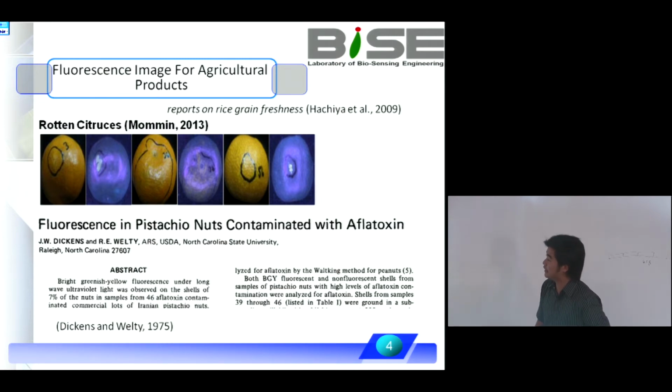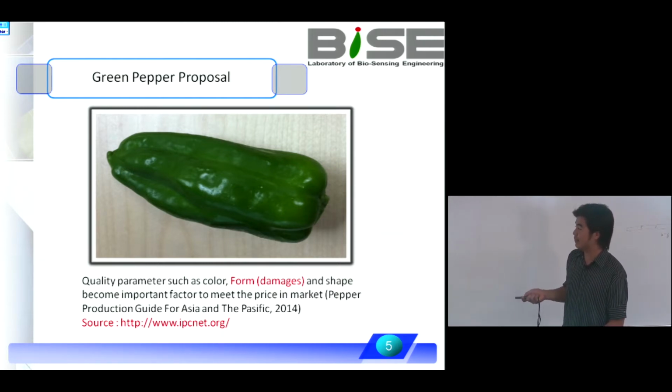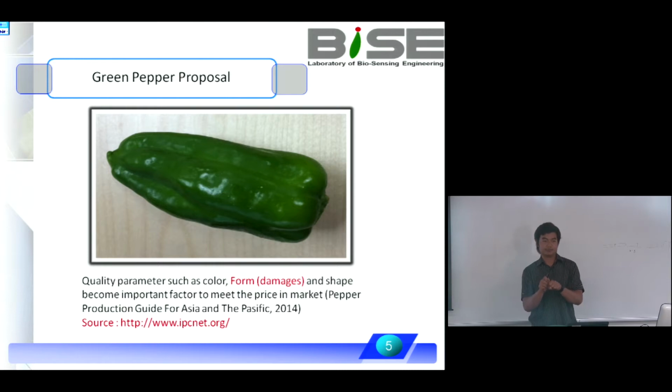Some previous researchers have been using this technology to identify rice grain freshness and rotten status, and also pistachio nuts contaminated with aflatoxin. And here I'm going to propose a green paper grading system. We know that quality parameters such as color, form, which includes damages, and shape become important factors to determine the price in the market. So here I'm going to focus on form or damages that are usually caused by interaction between vegetables, or between a vegetable and hard things, for example stone.